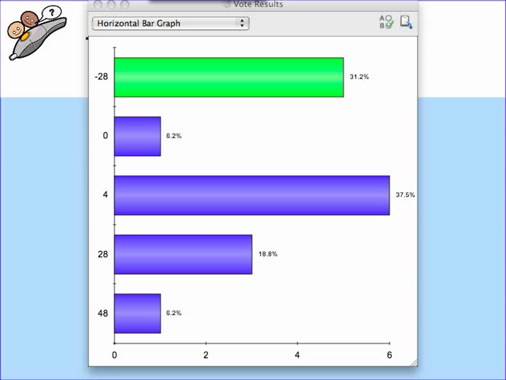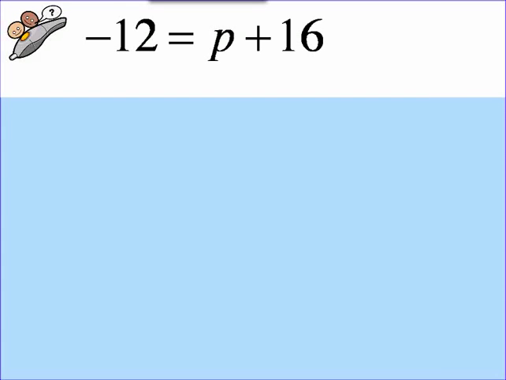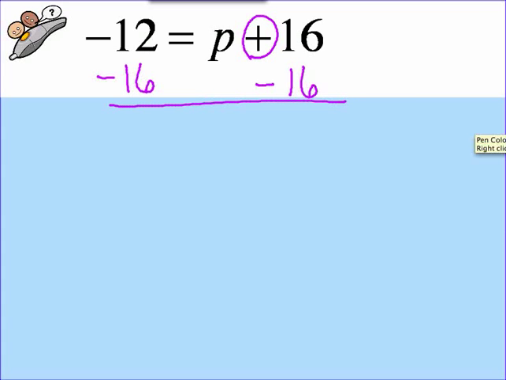The answer is negative 28. So let's go ahead and look at this. Here it says p plus 16. So what undoes the plus right here? Minus. So I'm going to subtract 16. Now whatever you do to one side, you also got to do to the other. So I've got to bring over a negative 16 to the left. So if I take negative 12 and I add it to negative 16, you get 28. They're both negative, so your answer is negative 28. On the right, these two cancel. So I get P is my answer. Negative 28 equals P.